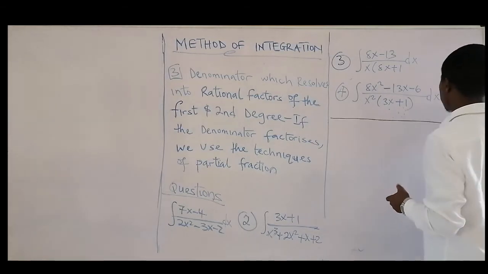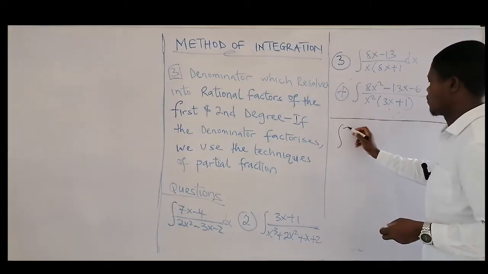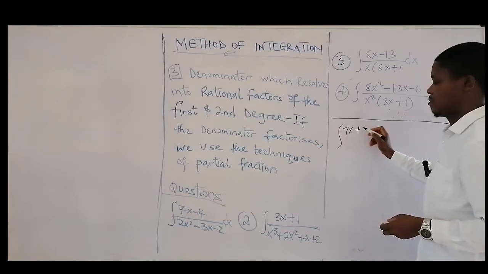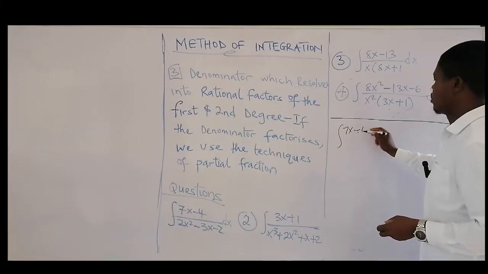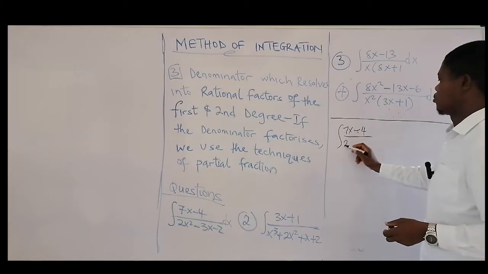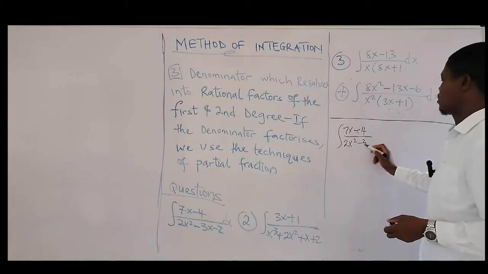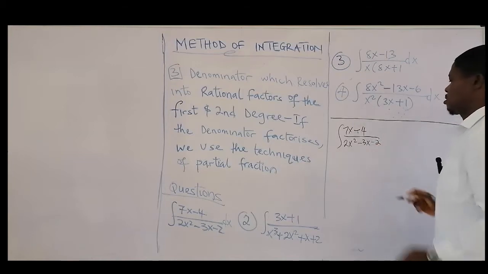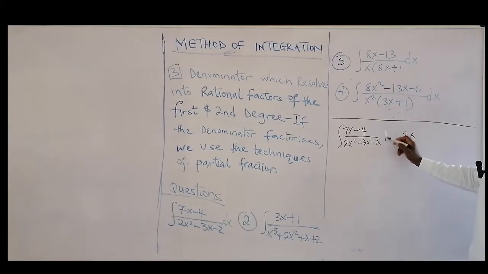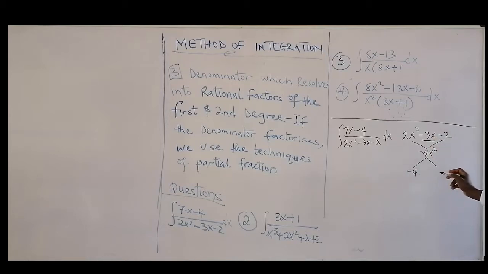Question 1. Integral of 7x minus 4 all over 2x squared minus 3x minus 2. Let's check the denominator, 2x squared minus 3x minus 2. Is it factorizable? This one times this one will give us minus 4x squared. I'll make a video on how to factorize. Two factors of this that give us the middle term are minus 4x and plus x.